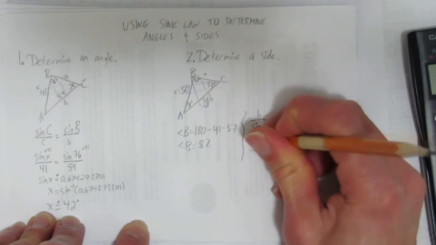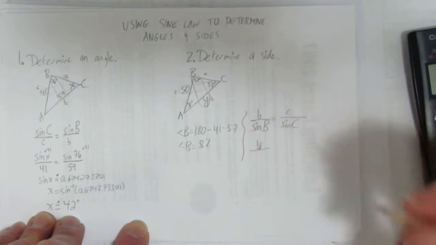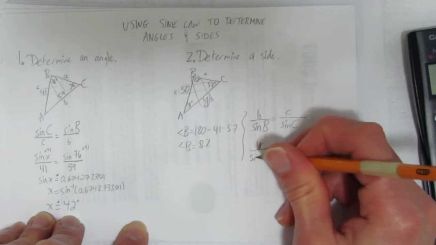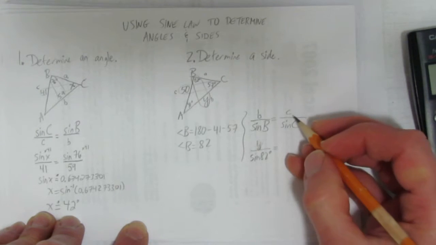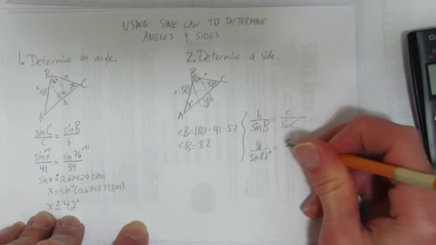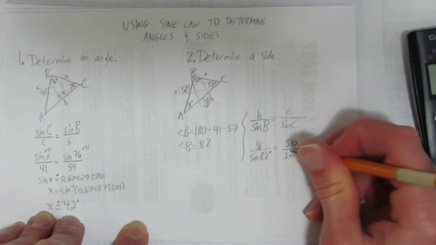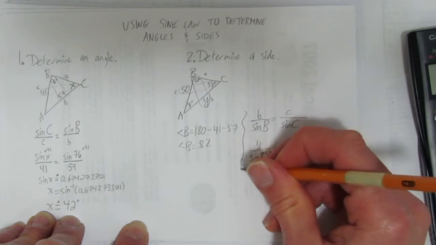Could you leave it as B? Sure. Nothing wrong with that. But I'm going to call it Y because I already had. That's Y over sine B. So that's the sine of 82 degrees for angle B equals C. What's C? 50. Over sine C. That's the sine of 57. Okay, it's all set.